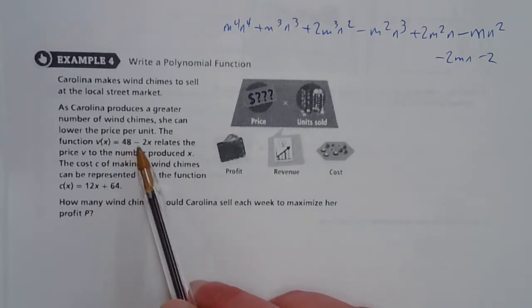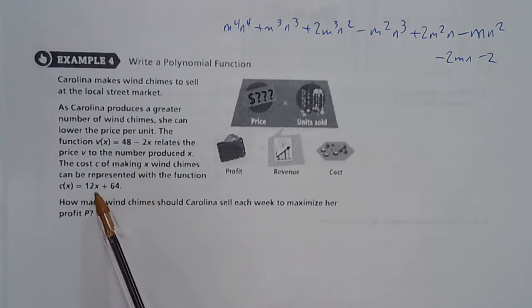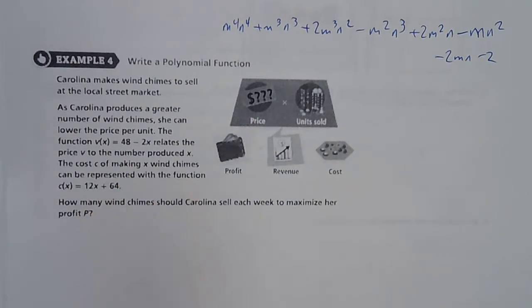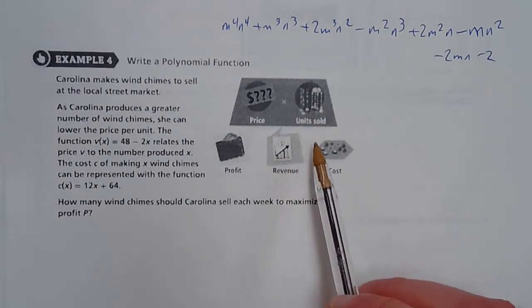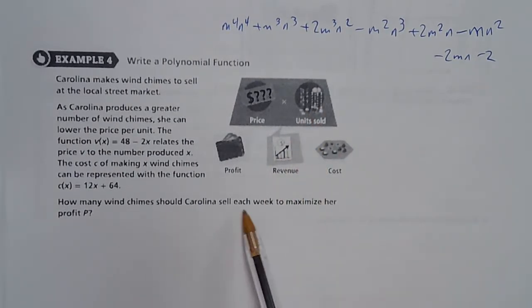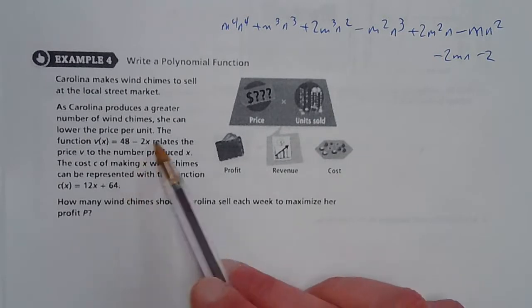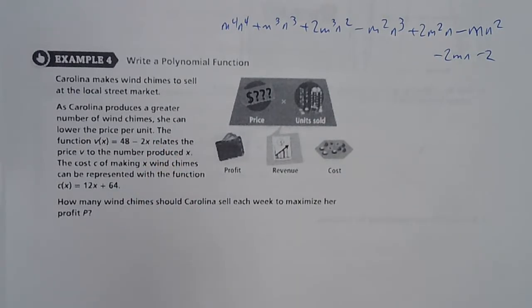So this is the price. This is what she's going to charge for them. This is what it costs for her to make them. So we have two different functions, v and c. What we've got here is: how many wind chimes should she sell to maximize her profit based off these functions? So we've got a couple things going on here.